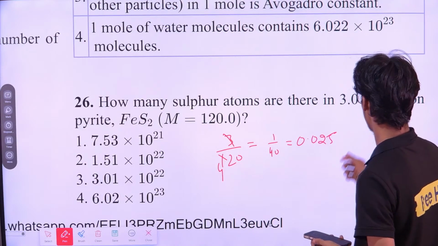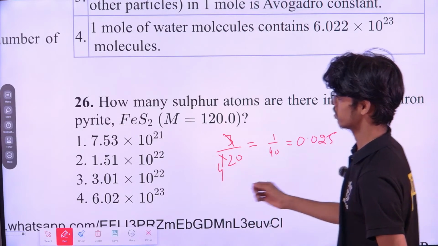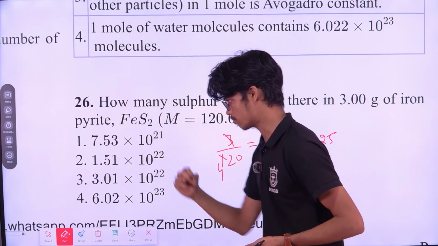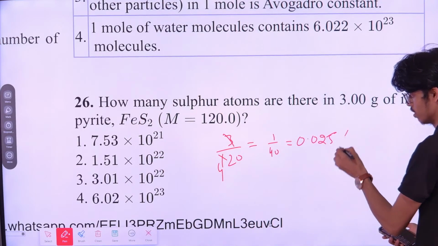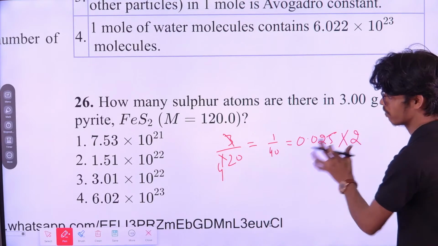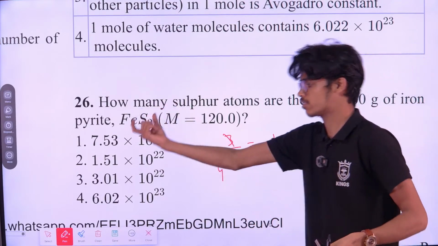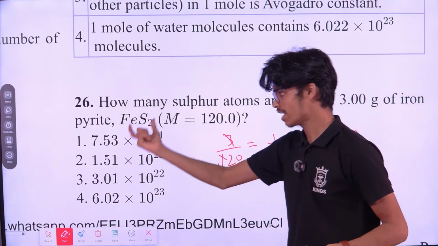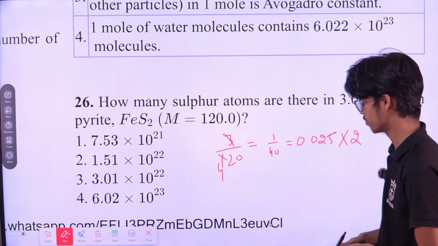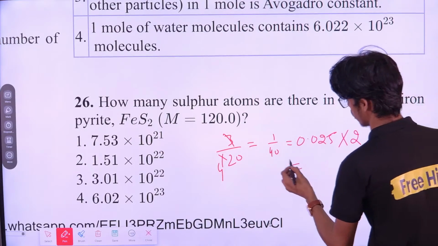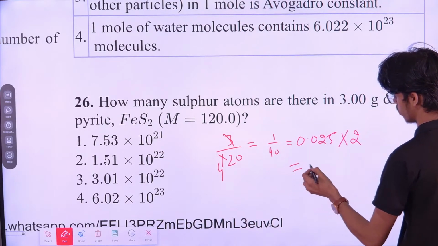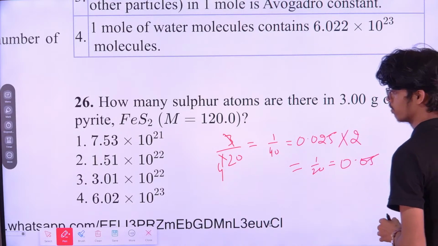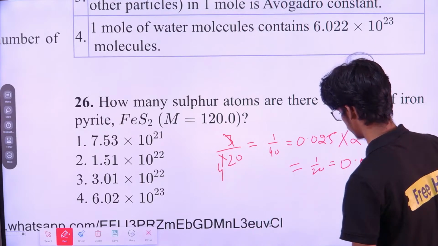So, how many sulfur atoms are there? We have found out the number of moles of FeS2. But in this one molecule, there are 2 sulfur atoms. So, the number of sulfur moles is twice that of FeS2. Got it? That's why you multiply by 2. So, multiply 1 by 40 by 2, that is 1 by 20, which is 0.05. You have to multiply this thing.